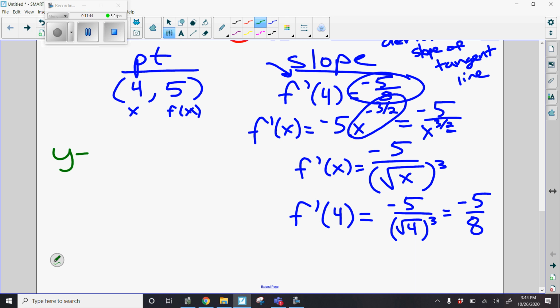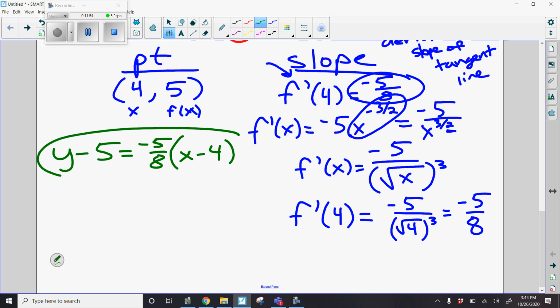I can just do y minus the y coordinate equals the slope times x minus the x coordinate. And here is the equation of my tangent line. Now, if you wanted to graph this on your graphing calculator, the one thing you'd have to do is take this minus 5 and add it over, because your calculator always starts as y equals. But on Desmos, you don't have to do that.